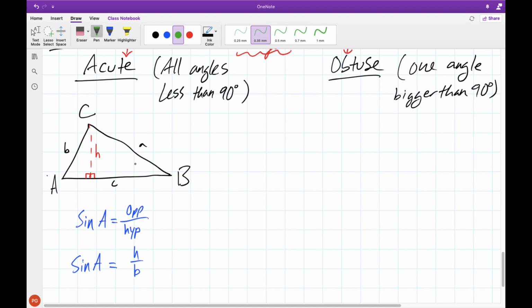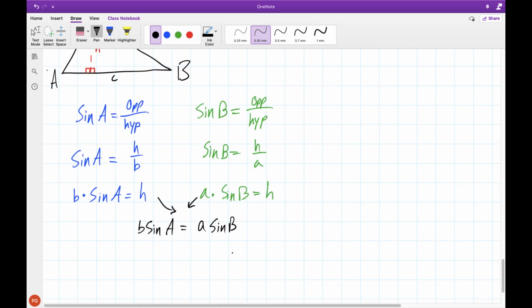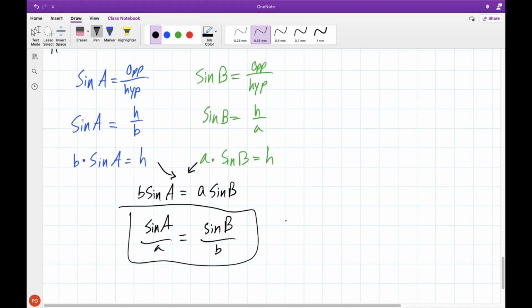If we look at our other triangle on this side, using sine again, it's opposite over hypotenuse, our opposite side is still h, but now our hypotenuse is a. For both of these equations, I'll isolate for h, and since these both are equal to the same height, I can set them equal to each other. And then I'm going to rearrange a little bit, dividing both sides by b and both sides by a, and we get this equation right here. This is our sine law.